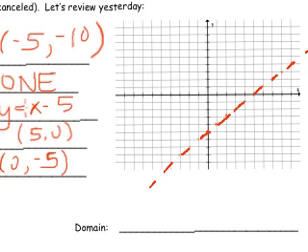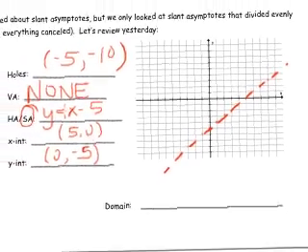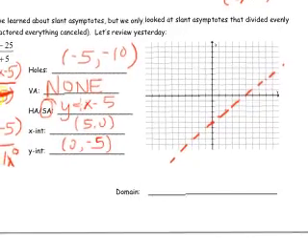Again, you need to use a straight line. It's really important in today's lesson that it's a straight line. Okay, I still need to graph my hole. So my hole was at -5, -10. So I'm going to plot the point -5, -10.